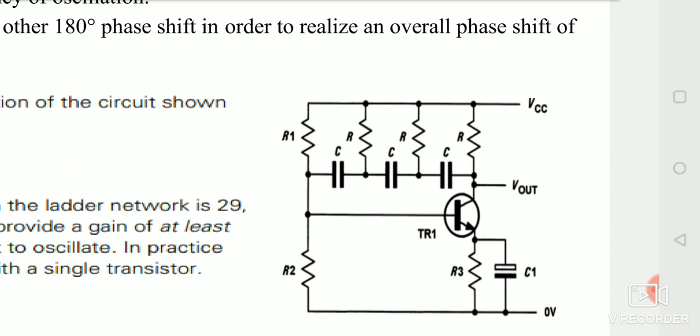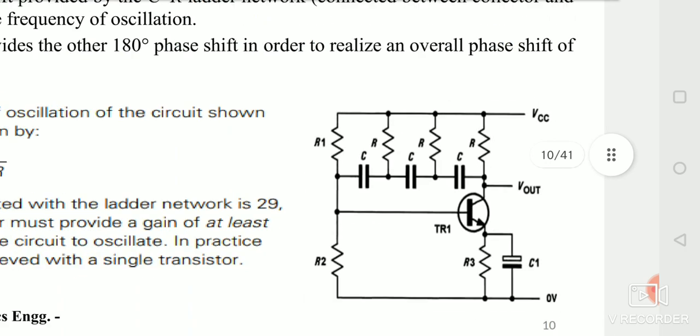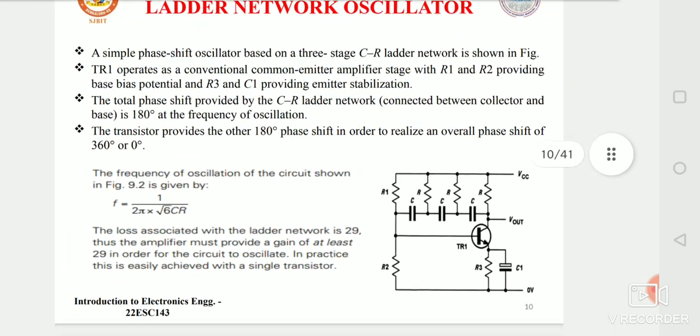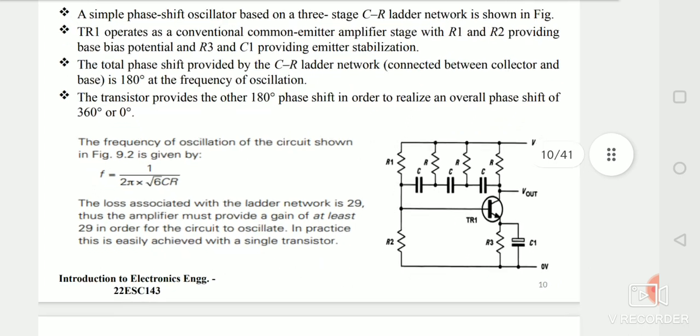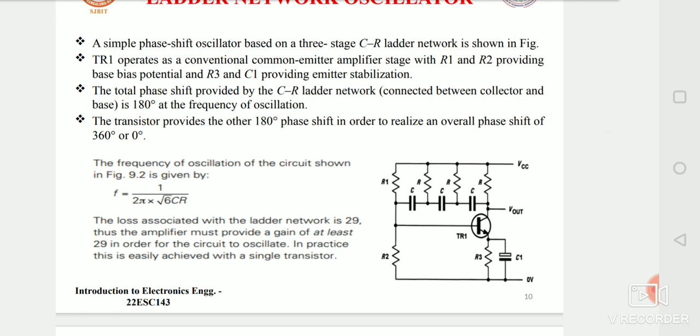The Barkhausen's criteria is nothing but that the entire phase shift should be 0 degree or 360 degree. So here it is designed in such a way that the transistor will produce 180 degree phase shift and the feedback circuit will produce another 180 degree phase shift, which produces a sustained undamped oscillation. So in this, a simple RC phase shift oscillator based on a 3-stage CR ladder network is as shown in the figure.